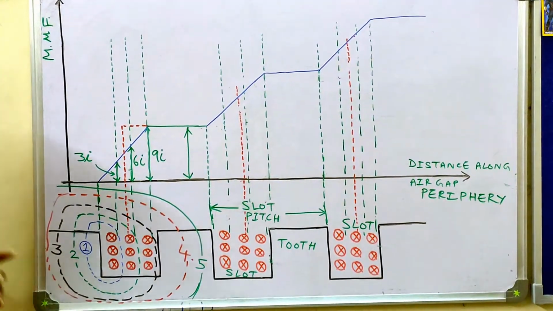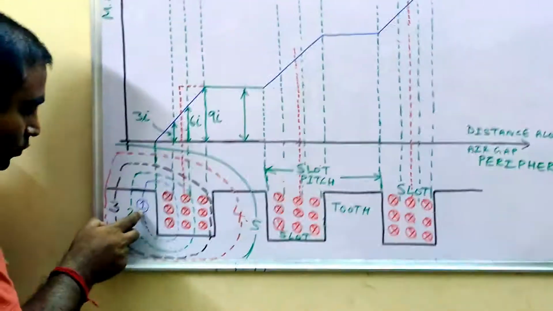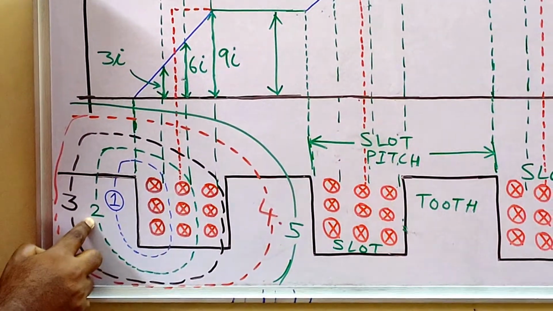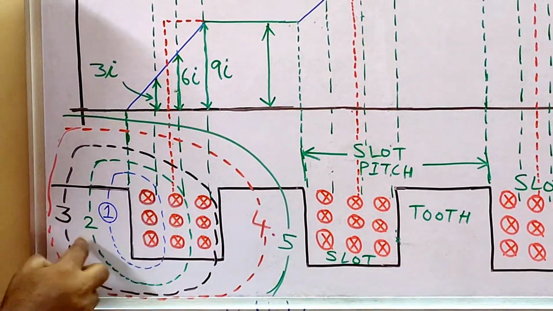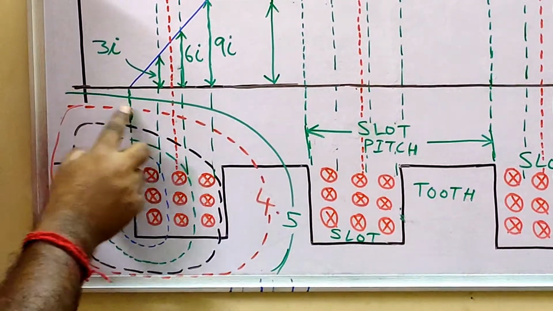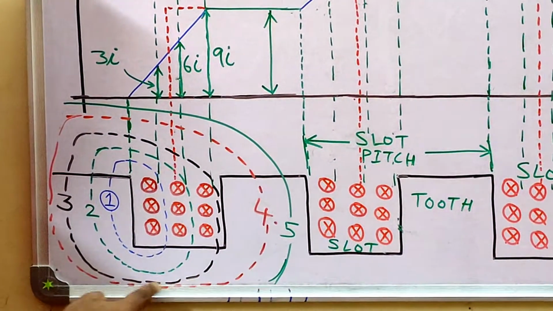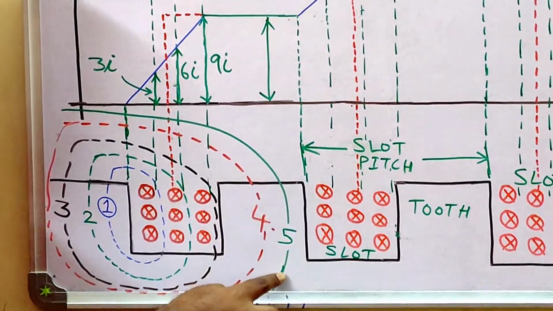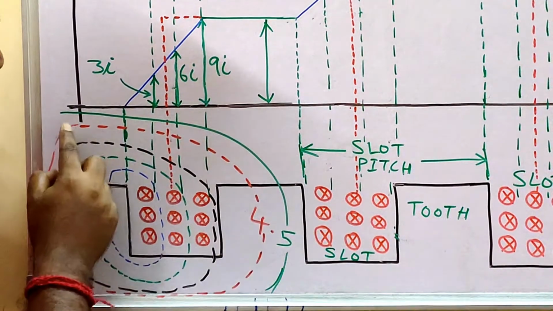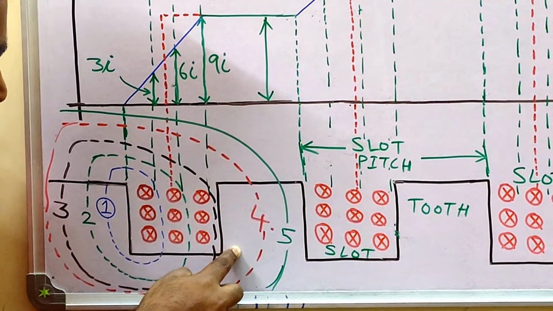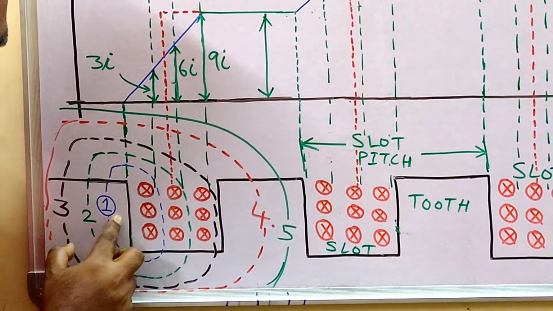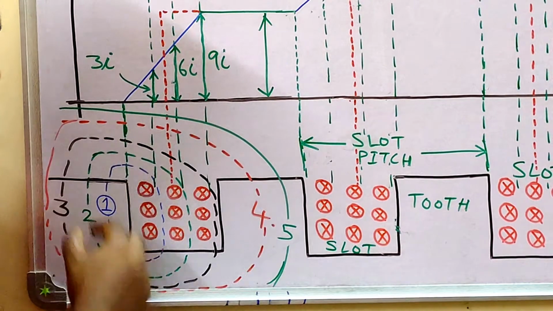So what I have done, I have chosen 3 paths here. Path 1, 2, 3. Path 1 is indicated by the blue dotted line. Path 2 is indicated by the green dotted line. Path 3 is indicated by the black dotted line. Path number 4 is indicated by the red dotted line. Path number 5 is indicated by the green dotted line. Now you see path number 4 and 5, they are passing through the teeth portion, whereas path number 1, 2, 3, they are passing through the slot portion.